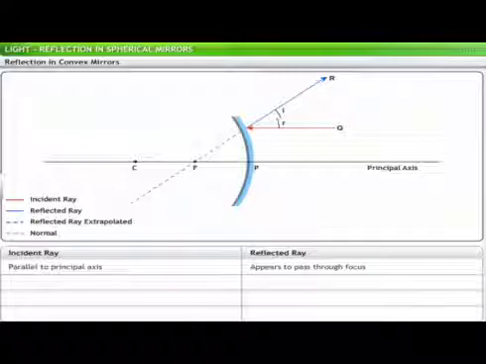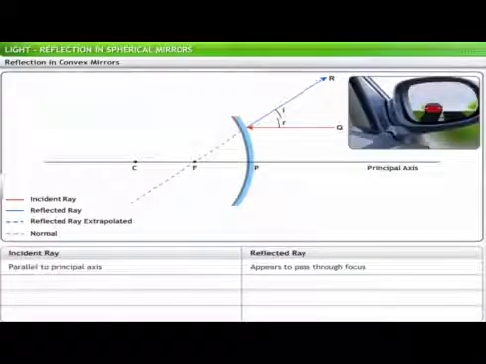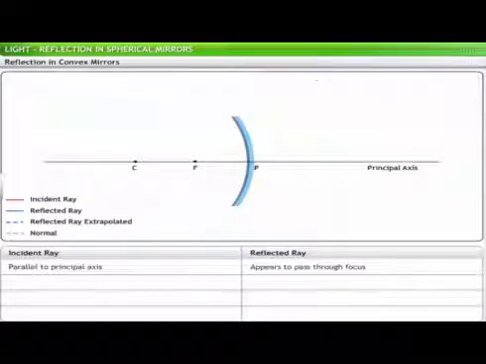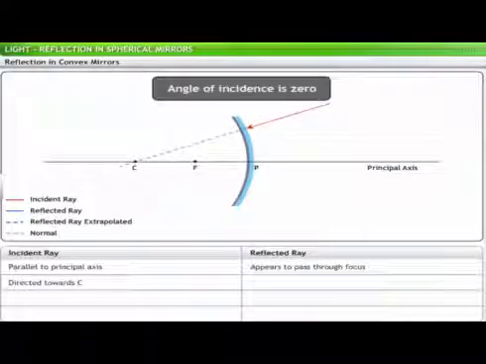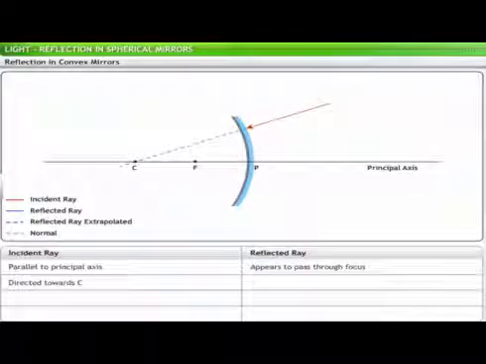In a rear-view mirror, incident rays parallel to the principal axis enable the driver to see the car traveling exactly behind his car. In the second case, let us consider incident rays directed towards the center of curvature. Here, the angle of incidence is 0. Hence, the angle of reflection too is 0. Thus, the reflected rays retrace the path of the incident rays and appear to pass through the center of curvature. This enables the driver to see the parking meter on the other side of the road.